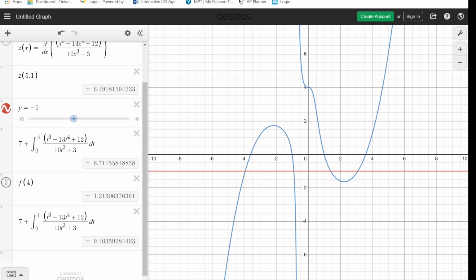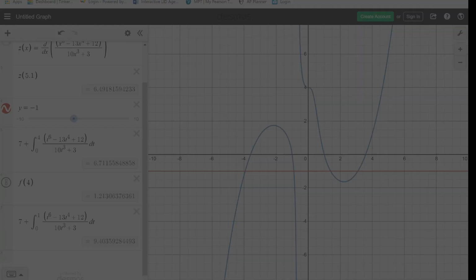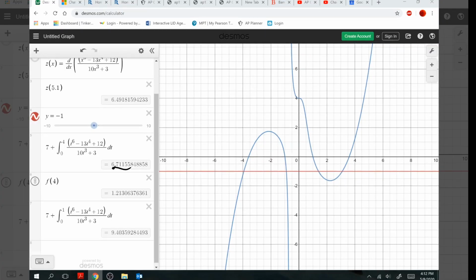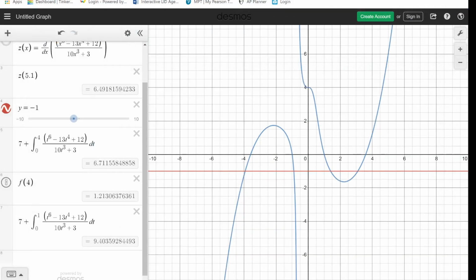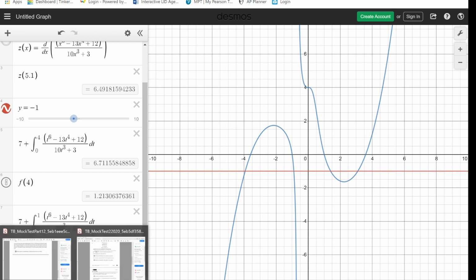And I got 1.213. So if my position is positive and my velocity is positive, that means I'm going away from the origin. It means I'm up here and I'm going this way. So that is away from the origin. And that was the last part of the question. All right, let's go back to our question.